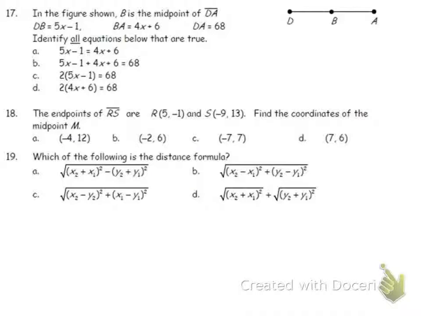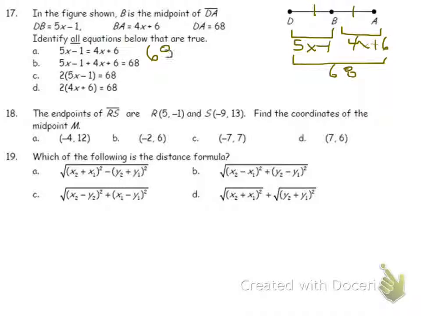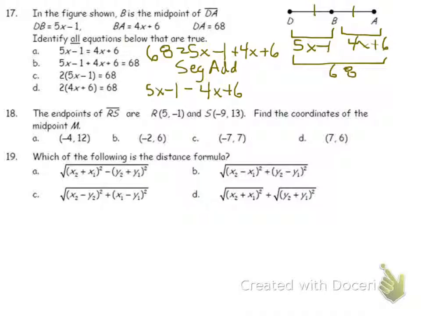For number 17, we're given that B is the midpoint, so I'm going to mark that. And then I have that DB is 5x minus 1, BA is 4x plus 6, and DA is 68. And it wants to know the equations that are true. So I could say 68 equals 5x minus 1 plus 4x plus 6, and that's using segment addition. I could also say, because it's a midpoint, that 5x minus 1 equals 4x plus 6.